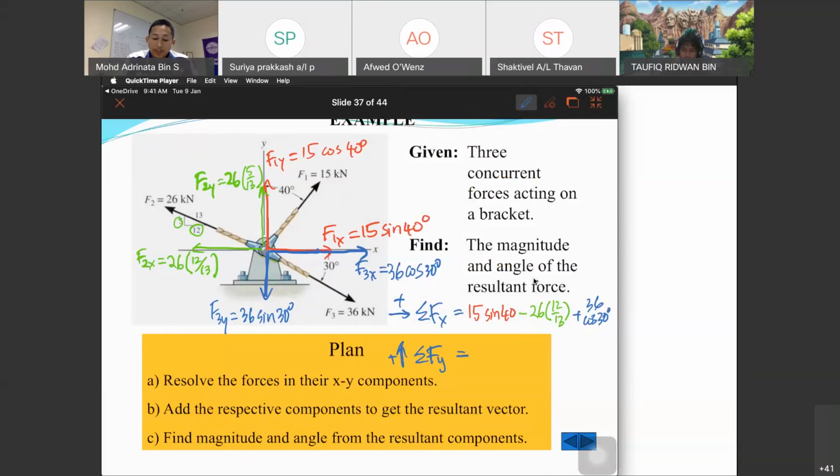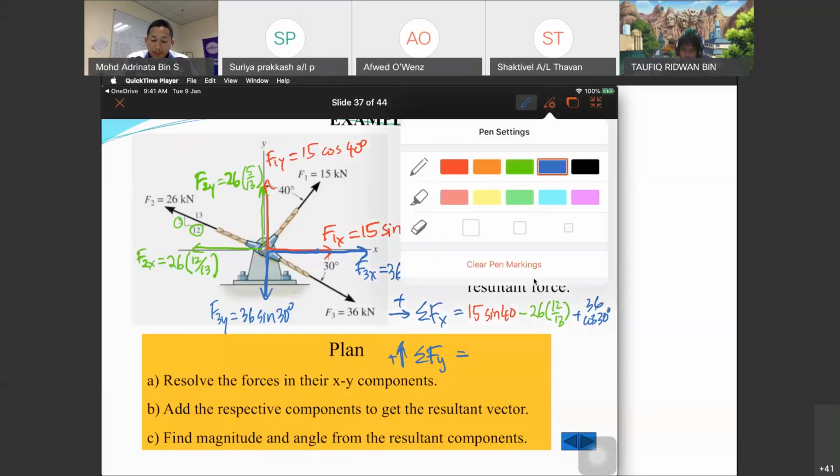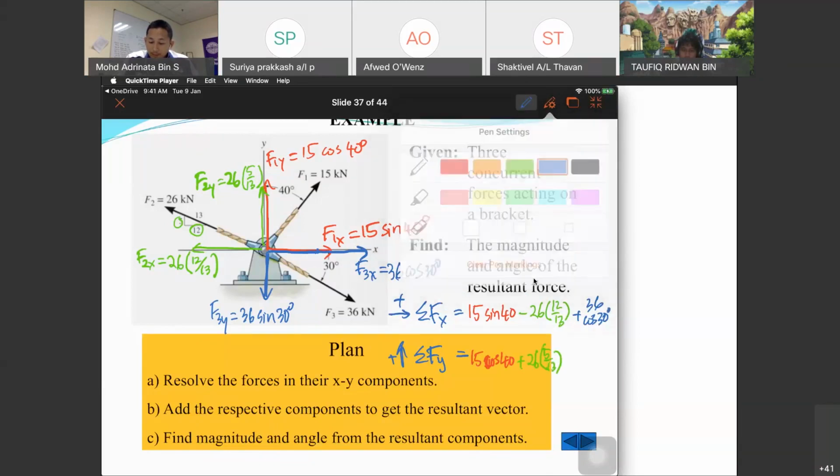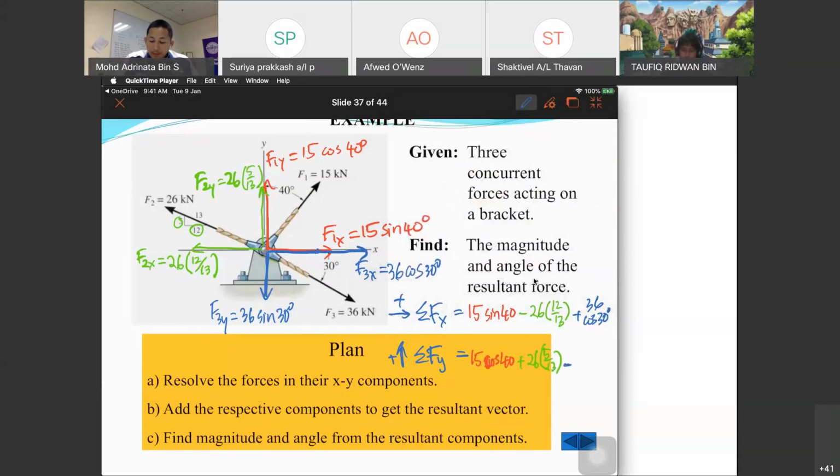Okay, same for y. We have F1y equals 15 cos 40, plus 26 times 5 over 13, minus 36 sine 30. Okay, then you can get the answer.